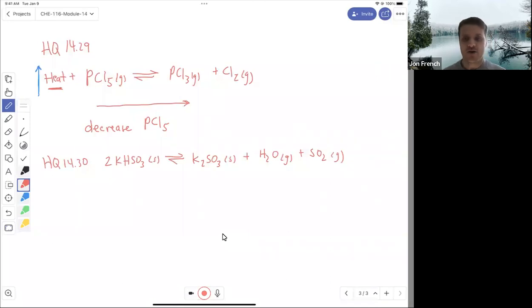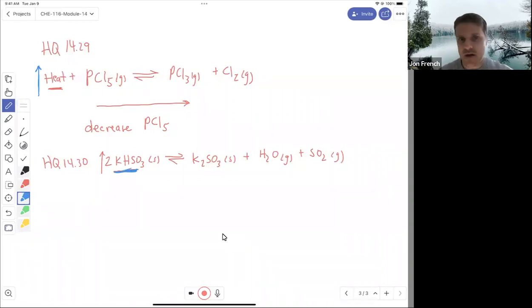What happens to the partial pressure of water if more of the potassium hydrogen sulfite is added? So we add more of this. And to answer this question, right, we're adding more of a solid. Solids don't show up in our equilibrium concentrations. They don't show up in our equilibrium expressions.